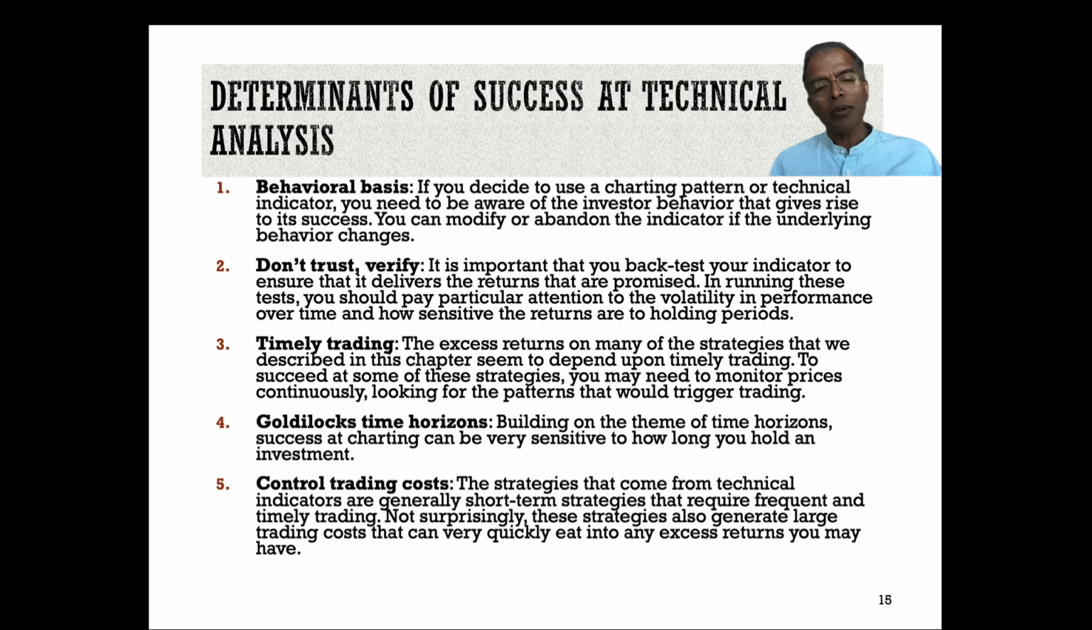The fourth is, and you probably noticed as we've talked about price patterns, that price patterns are very time sensitive. What does that mean? You got momentum over 6 months. You got reversal over 5 years. You have to have a time horizon that's almost Goldilocks in the sense that you got the right time horizon for the indicator you pick. You overhold or you underhold, you won't make the money.